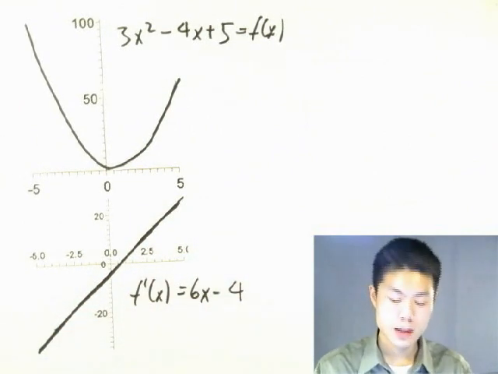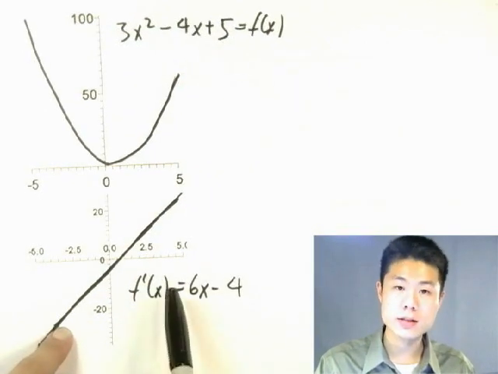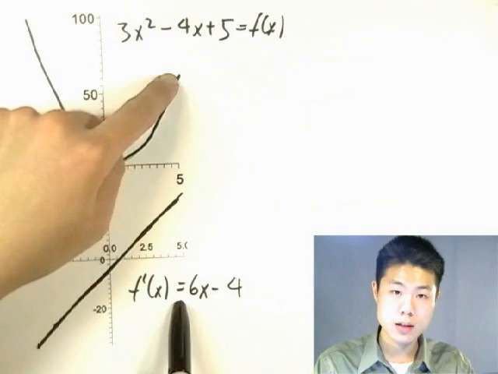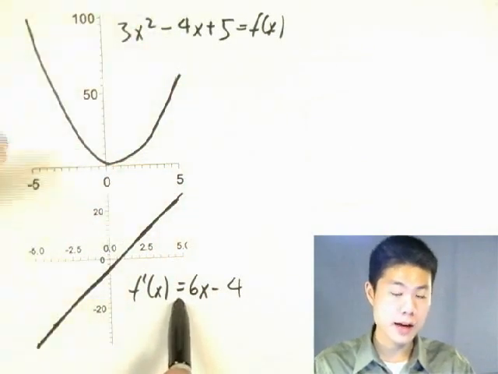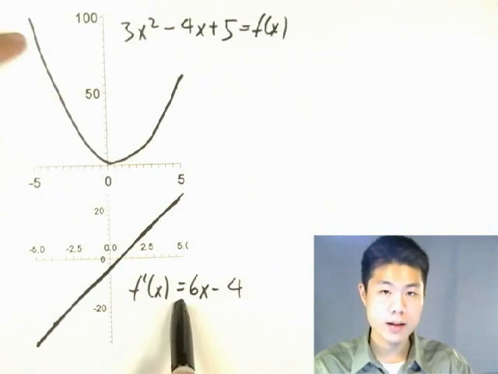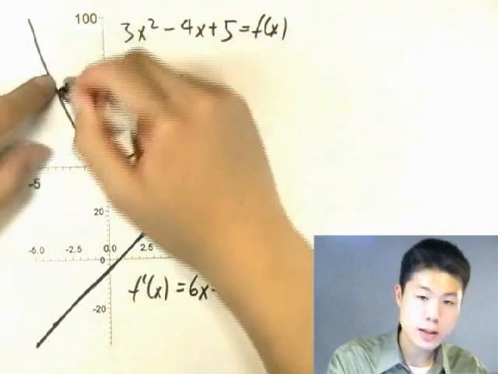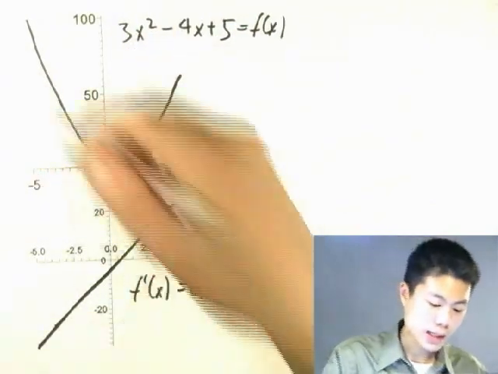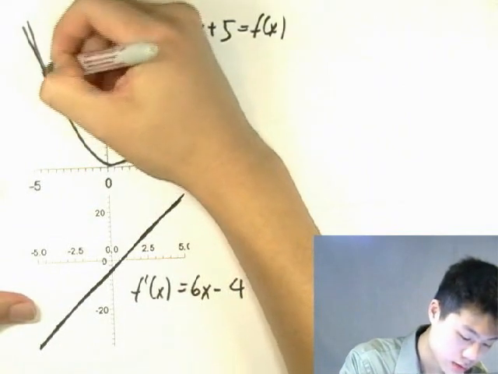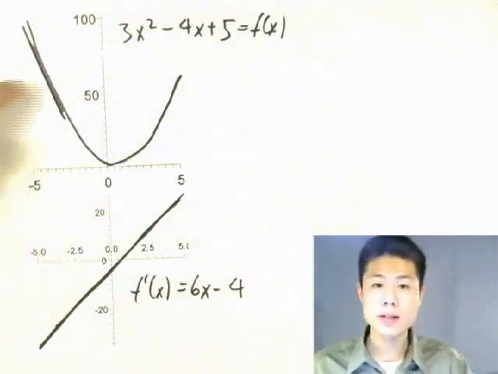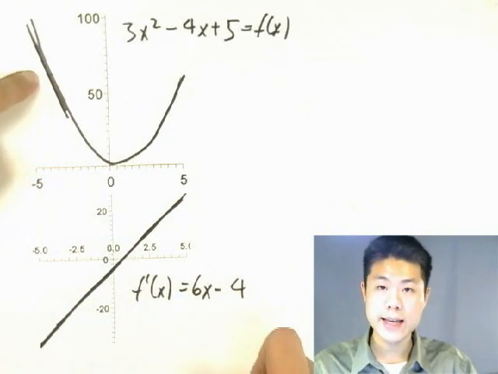This is the derivative of this, and this is going to give us the slope of the curve. And by the slope of the curve, I mean the slope of the tangent line that touches the curve at a certain point. So let's pick a random point, this point here. At this point, the tangent line is going to look something like this. It's going to be pretty steep, and so the slope of this tangent line is negative.